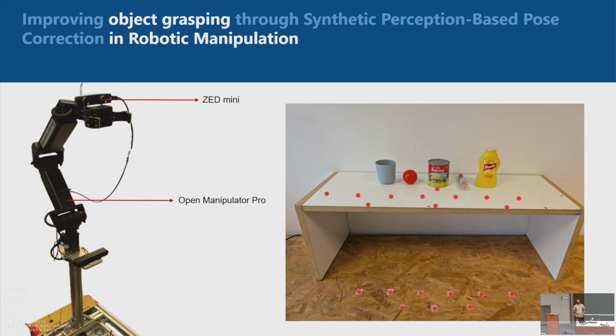There are a lot of tasks to test this. In our case, we are talking about this robot, which we call Guayabo. It has an Open Manipulator Pro equipped with a Cell Mini mounted on the wrist. That's a stereo camera, for those who know. And we are trying to grasp these 5 very different objects from these 20 positions marked as red dots in the image. So that's the task we are trying to solve in this case.